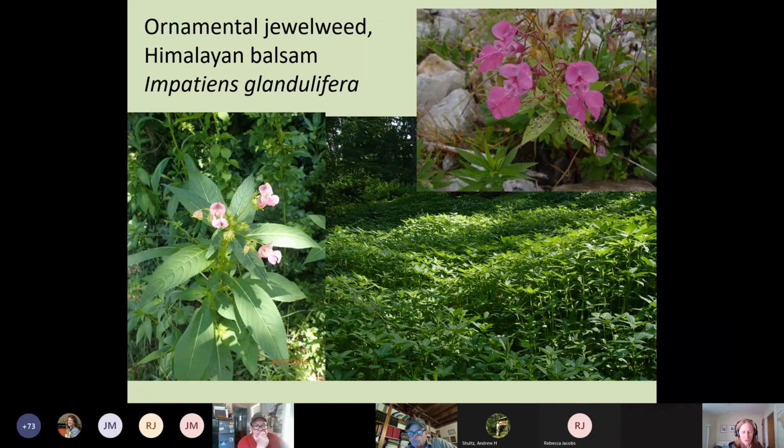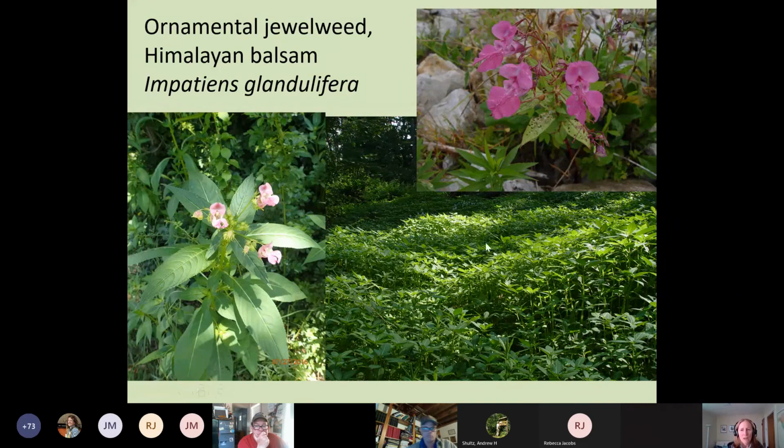So next we come to a plant that is sort of a wildflower type plant. This is an annual plant, ornamental jewelweed, also known as Himalayan balsam or simply pink jewelweed, Impatiens glandulifera. So this is a plant that likes to grow in wet areas. So along riparian zones or even in ditches or just moist soil.